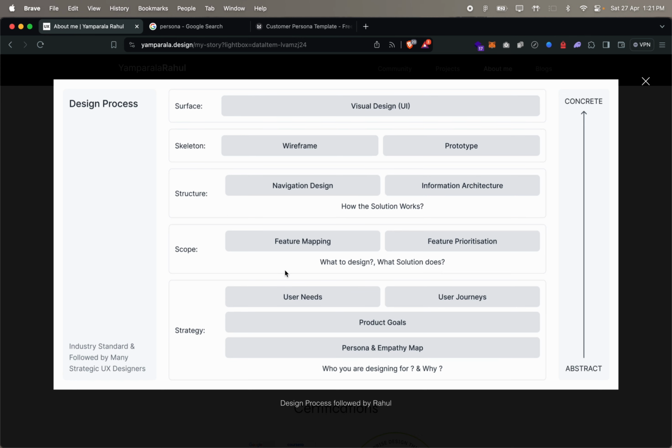All of these 3 things, the structure, scope, and strategy, will be a write-up. It will not be design-centered. It will be a write-up.